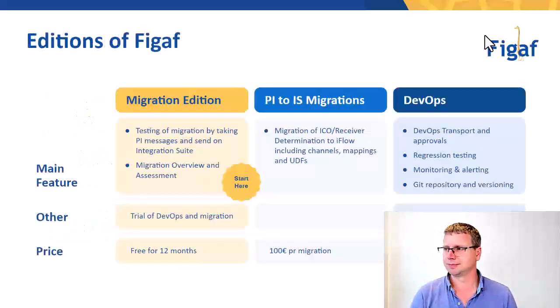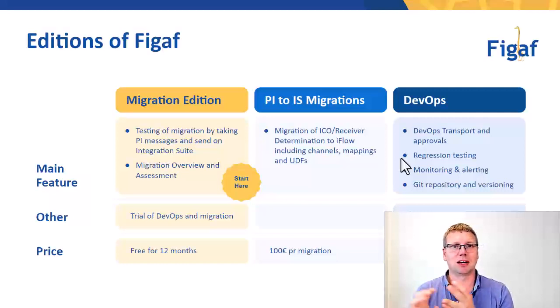and that works. We do have a number of different editions of Figaf. The one that is relevant for this is the DevOps edition. This is the one that allows you to create test cases, upload artifacts, use the Git repository, have versioning, and have the comparison tool. It costs 10,000 euros a year for the first 100 iFlows. And then the more you have, the cheaper subsequent iFlows become, making it a lot easier for you to get started with the tool and manage in a simple way. Yeah, so that is the pricing.